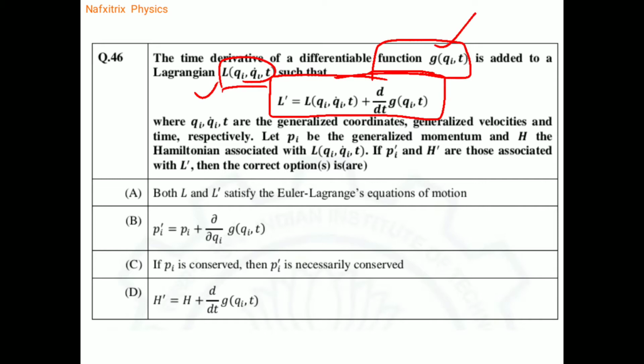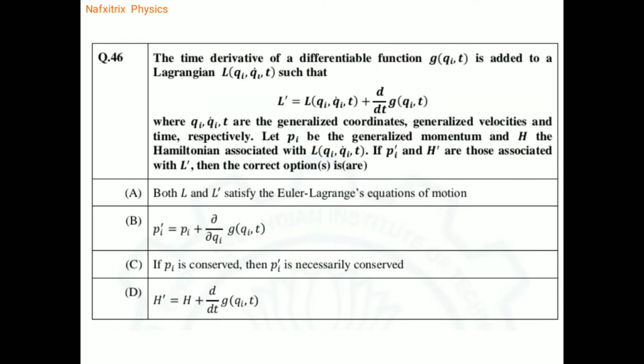Where q_i, q_i dot and t are the generalized coordinates, generalized velocities and time, as we all know, and p_i is the generalized momentum and H is the Hamiltonian associated with L of q_i, q_i dot, t. That means this is the Hamiltonian for this whole Lagrangian, but not for L dash. For L dash we need to find it out.